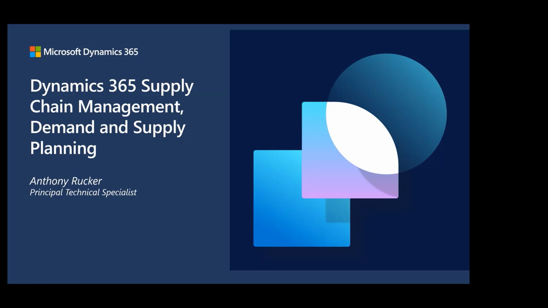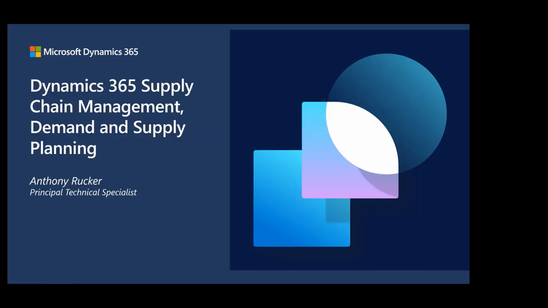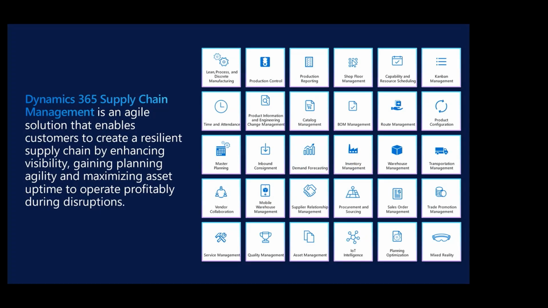I'm Anthony Rucker. I'm a principal technical specialist with Microsoft, focused on supply chain. Old Apex guy, so when it comes to demand forecasting and master planning, been doing it a lot of years. And then supply planning is more around what would be traditional master planning or MRP, netting out those gross requirements into an execution plan.